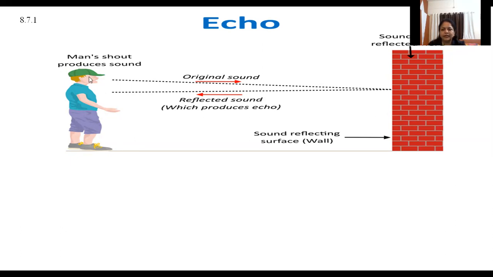Now see here, a man is shouting here, and this is the original sound. When it hits a wall or a hill, then it is again reflected, and which produces the echo.